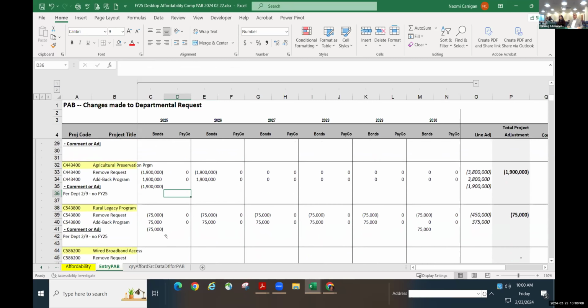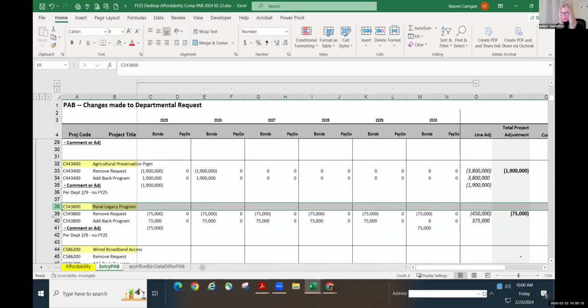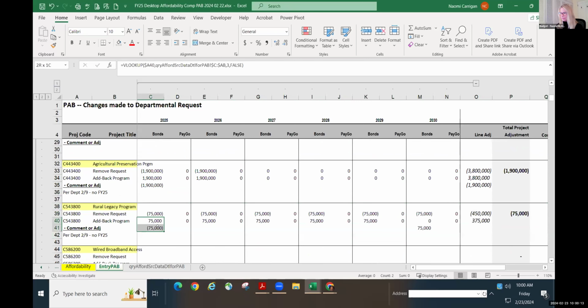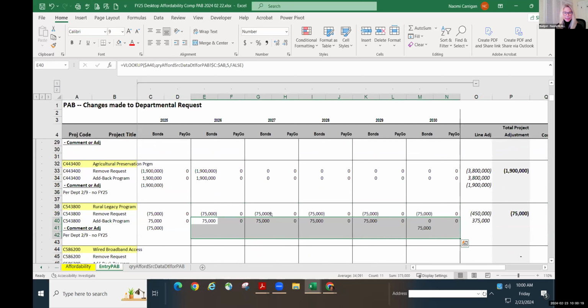Yes. Yep. And then the next one was rural legacy. Again, if I recall correctly, this was the one where they didn't need fiscal year 25 funding, but I did go back to plan in the out years.